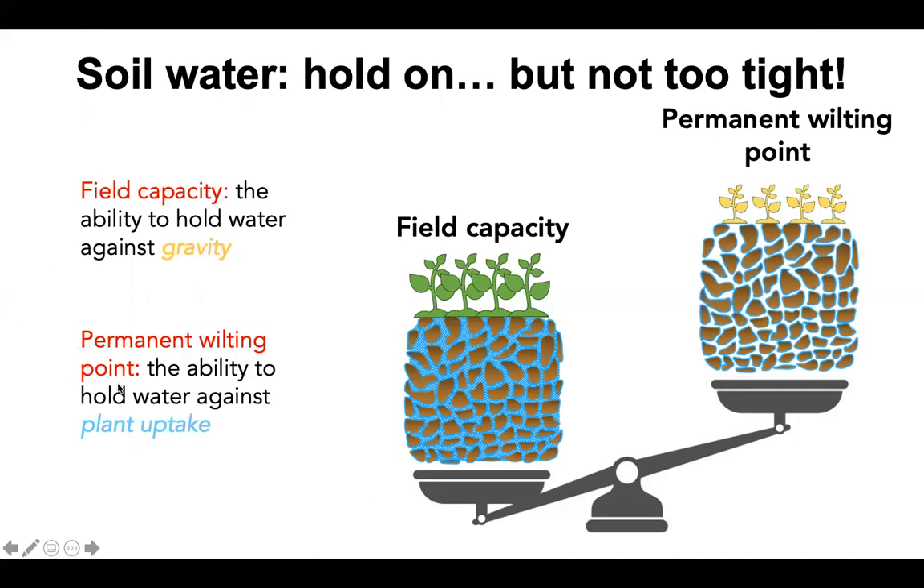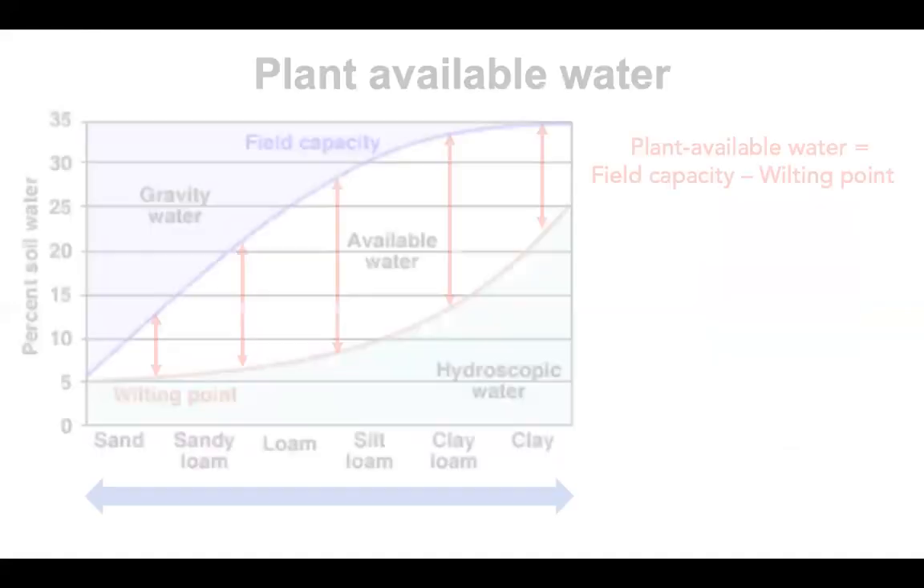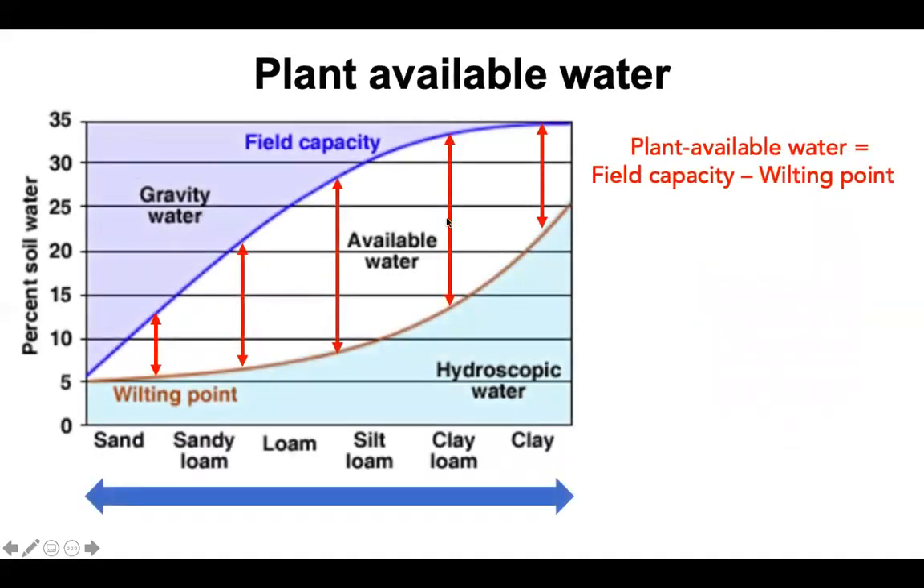Whereas permanent wilting point is the ability of soil to hold water against plant uptake. That is, the water that is held within these small pores is so occluded and hard to reach that plant roots can no longer suction it up. And so there is this balance between these two. We want the amount of water we have to be somewhere between those two things. The difference between those two things is called plant available water. Plant available water is, in a technical sense, the field capacity minus the permanent wilting point.